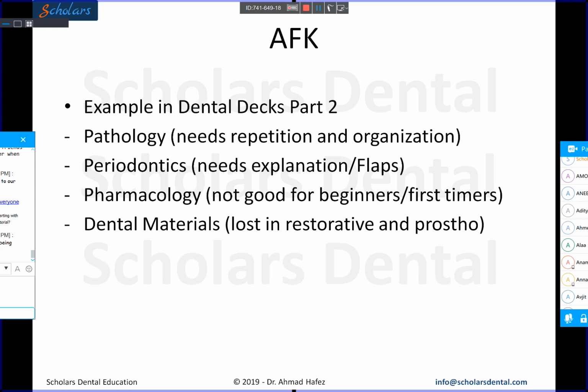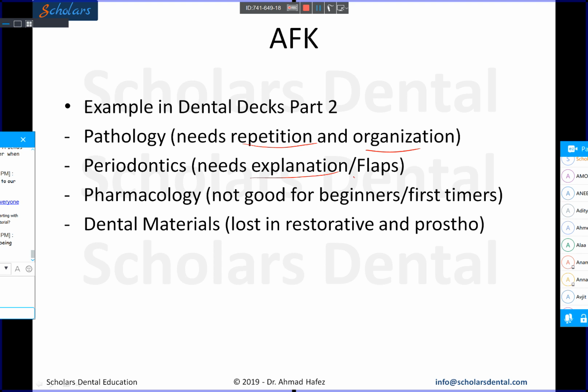So example of how to study the Dental Decks Part 2 if you're not taking the course, because I want to give you guys some benefit if you decide not to take the course as well. Pathology is not bad. It's pretty good in the Dental Decks, but you need to repeat it and organize it, which takes time, which I did already for the course.